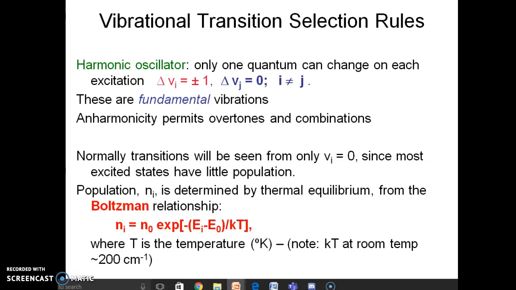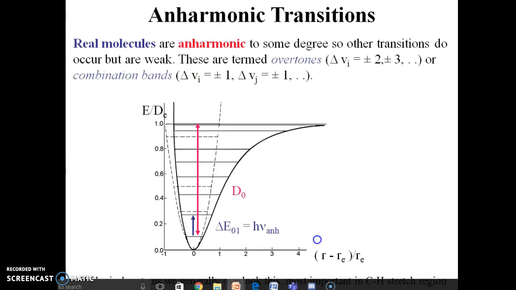Normally, transitions will be seen only from v_i equal to 0, since most of the excited states have little population. Population N_i is determined by thermal equilibrium from the Boltzmann relationship: N_i is equal to N_0 exponential of minus (E_i minus E_0) upon kT, where T is the temperature in Kelvin. kT at room temperature is about 200 per centimeter.